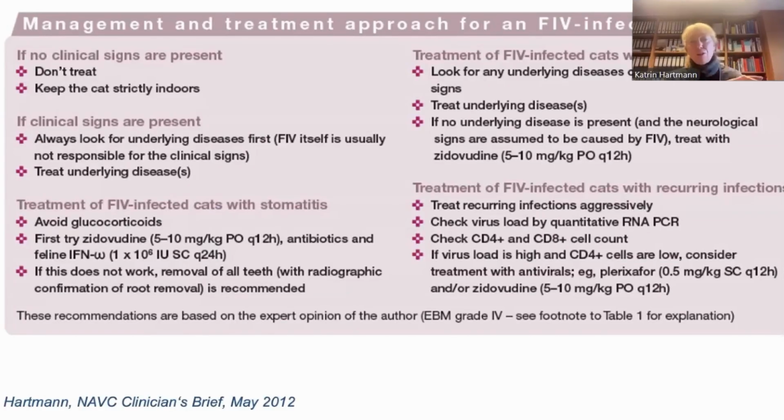And usually I don't use a lot of antivirals. Usually, if no clinical signs are present, I do nothing. If they are present, I always look for underlying diseases first, because FIV itself is many times not responsible for the clinical signs. And then I treat the underlying diseases. I treat stomatitis, and also in cats with neurologic signs, I first look for an underlying other disease, secondary or unrelated. And then if there is recurrent infection, sometimes I may consider treating with some antivirals such as zidovudine.